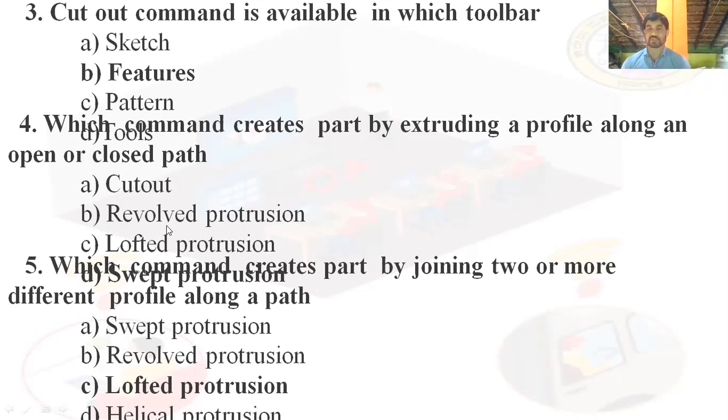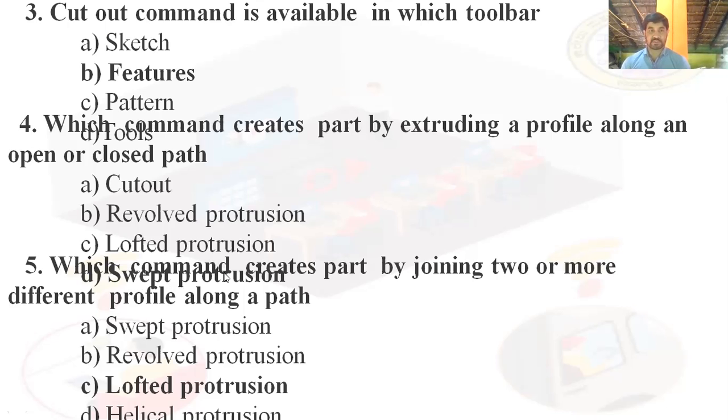Next is revolved protrusion. Revolved protrusion makes a part by revolving around a reference axis, so this is not about revolved protrusion. Lofted protrusion creates the part from two different sections, and here we don't have two different sections. This is the swept protrusion. Swept protrusion makes the part by adding material along the section and the path. So the correct answer for this is swept protrusion.